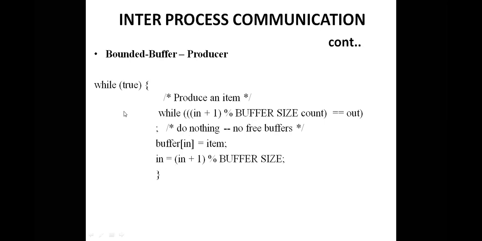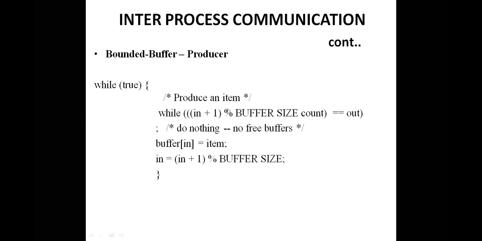Again we will move to the next iteration. Now what is the value of in? It was already incremented, so the value of in is 1 now. So 1 plus 1 means 2, modulo division 10. In this fashion, in every iteration, one item will be moved to the buffer, up to 9 items. So we can keep items from position 0 to 9 in the buffer.